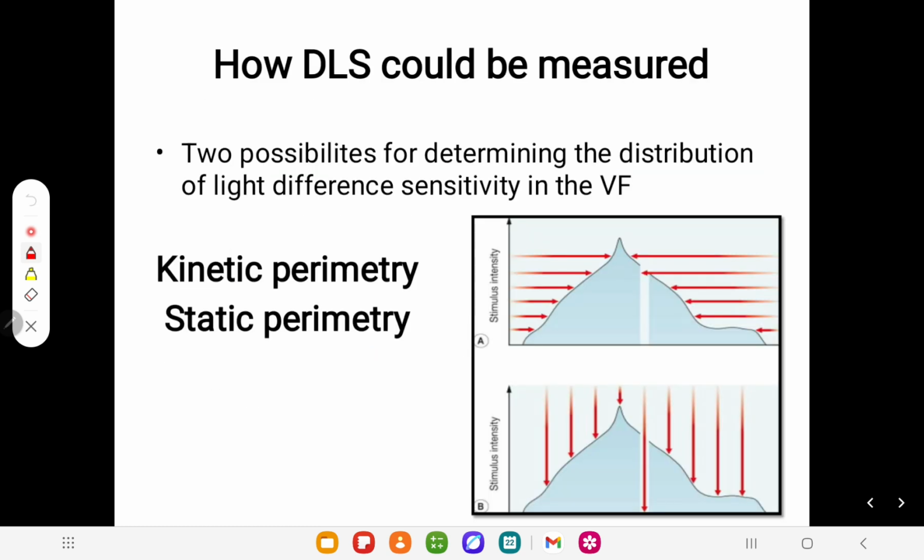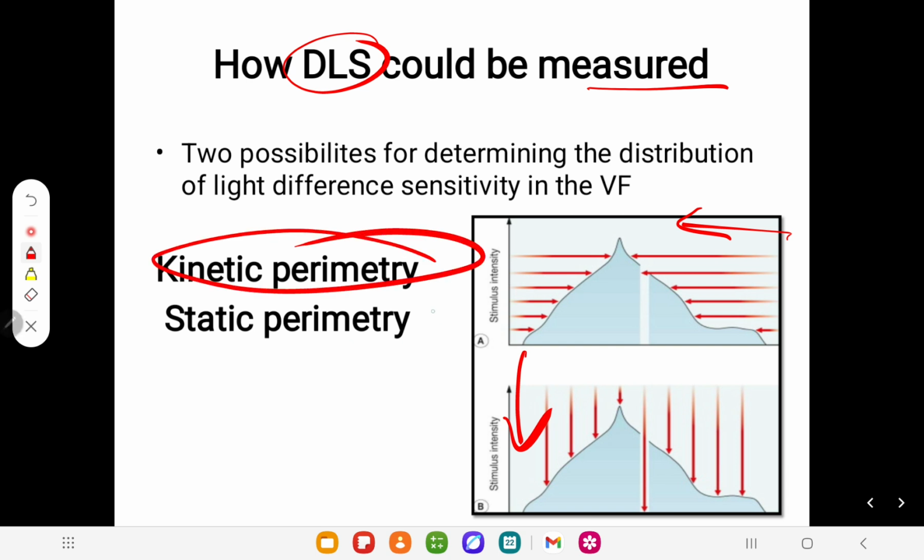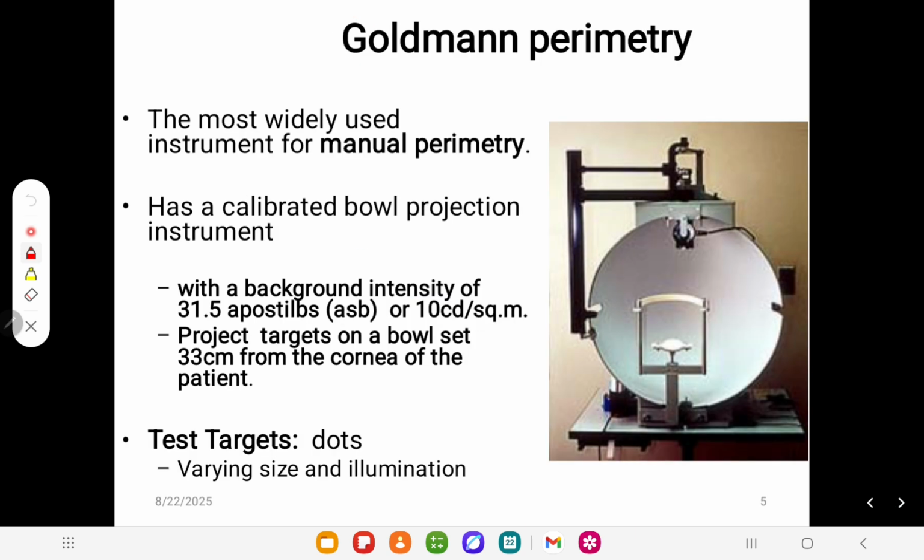So how could it be measured? In kinetic and static perimetry, in kinetic we come from non-seeing to seeing. In static we stay at the same place, do not change the place and the size, but we do change the brightness. In kinetic, we don't change the brightness or the size, we change the position, coming from non-seeing to seeing. That's why it's kinetic: movement. Static has no movement.